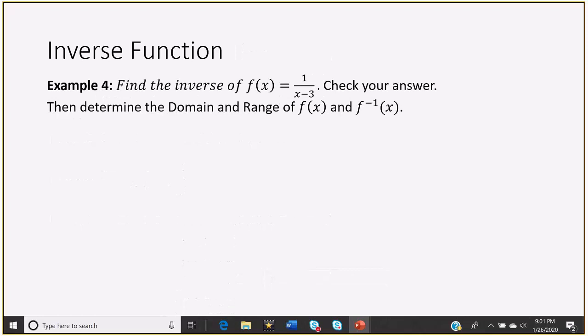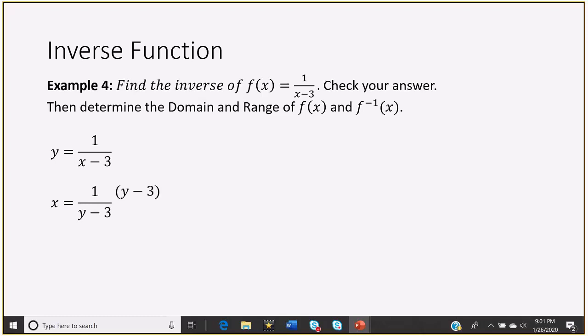We want to find the inverse of f of x, and then once we do that, we want to find the domain and range of both our original function and our new inverse function. Well, knowing from the last slide, first step, pretty easy. I write the function again, except instead of an f of x, I have a y. Now the crucial step is I'm finding the inverse, so I want to undo my function. I'm going to flip my y and my x, and then I'm just going to solve for y.